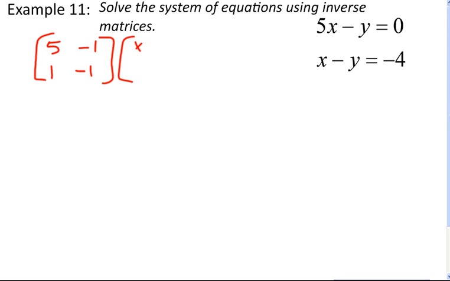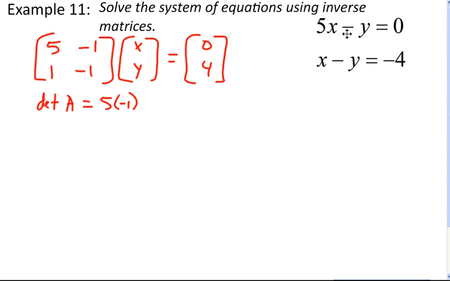Then we have the variable matrix times the equals the constant matrix, which is 0, 4. Check to see if the determinant of A, or the coefficient matrix, exists. 5 times negative 1 minus negative 1 times 1. Negative 5 plus 1 is negative 4. So it does exist. So now we can find the inverse.